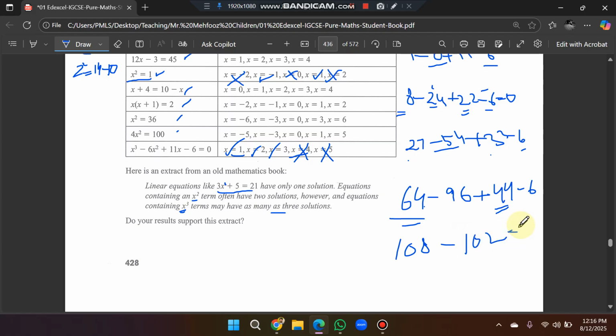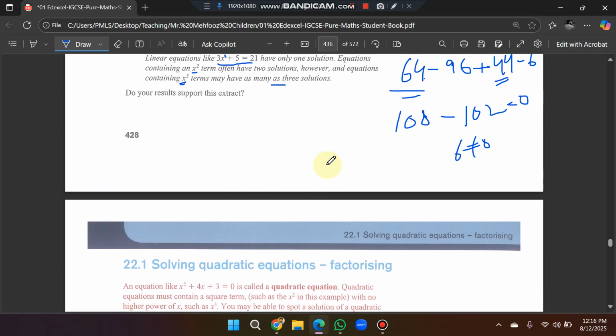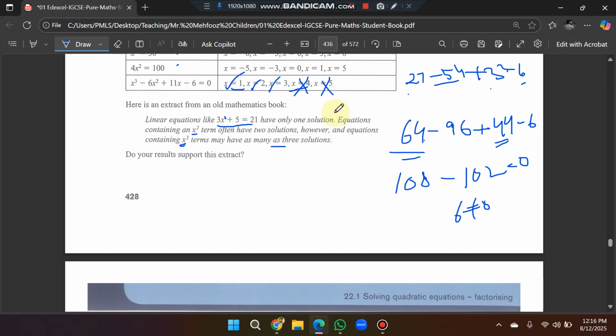On the left hand side we have 6, and on the right hand side we have 0. They are not equal, so this is not a solution. Again, when we put x equals 5, the left hand side is not equal to the right hand side, so we cross out these solutions. This is a cubic equation and we have found the three solutions, and we don't want any other choice, because a cubic equation has exactly three solutions.